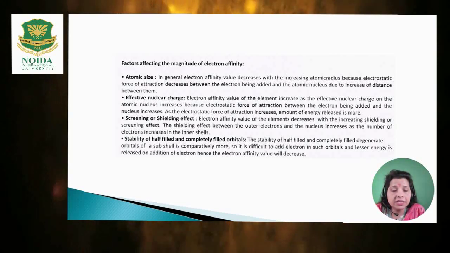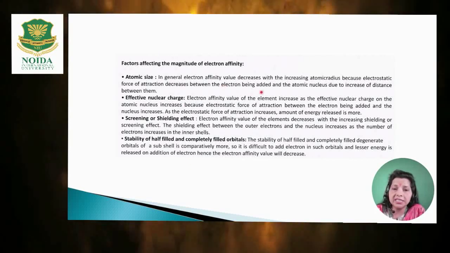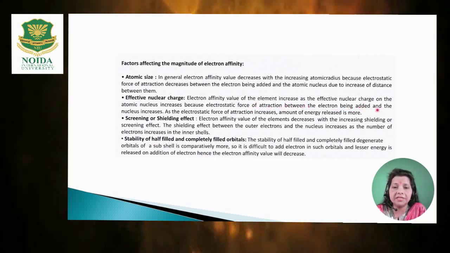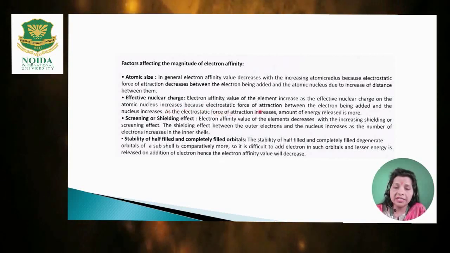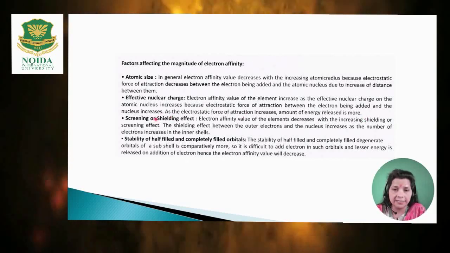Now, the various factors which affect the electron affinity. The first one is the atomic size. As you move left to right in the periodic table, atomic size decreases, right? And the effective nuclear charge is much more, right? So the force of attraction decreases between the electron being added and the atomic nucleus due to the increased distance between them. Now effective nuclear charge: the electron affinity value of the element increases as the effective nuclear charge on the atomic nucleus increases, because the electrostatic force of attraction between the electron being added and the nucleus increases, right?